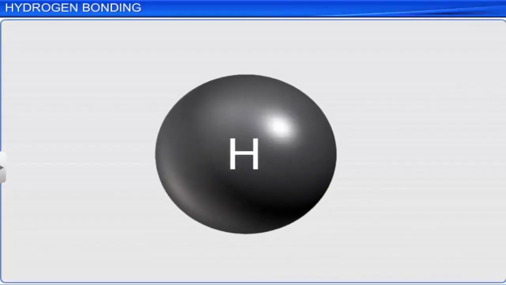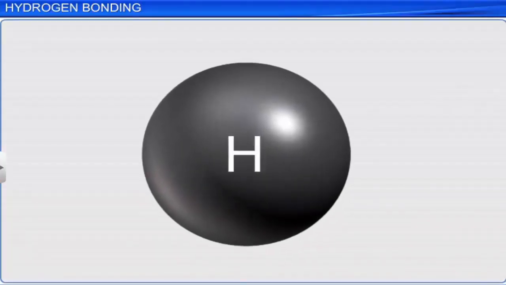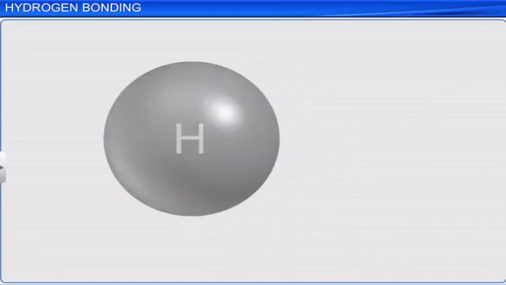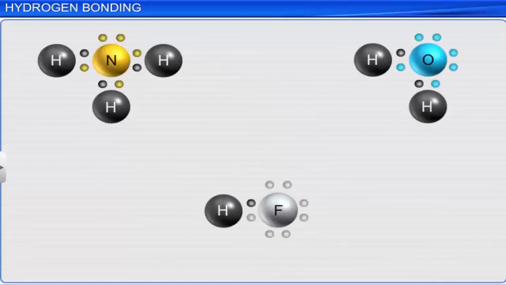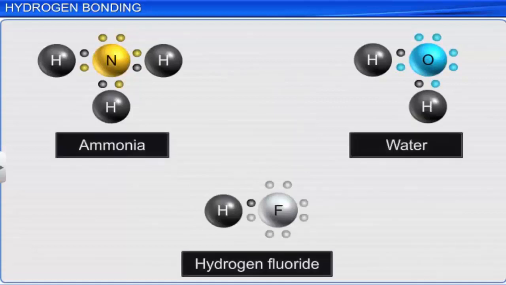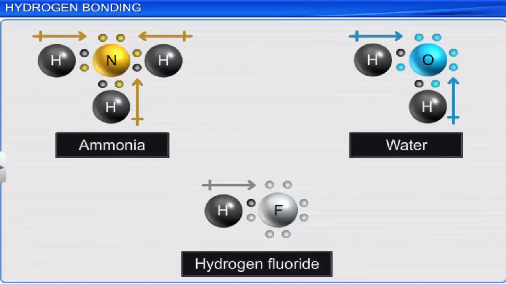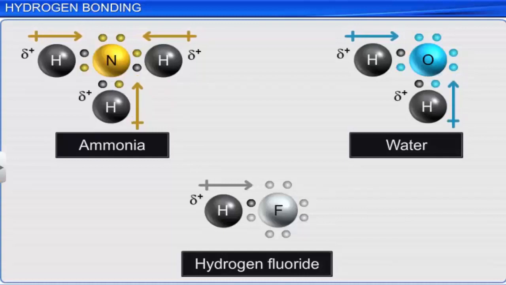When hydrogen forms a covalent bond with highly electronegative elements such as nitrogen, oxygen and fluorine, the shared pair of electrons is attracted more towards the electronegative atom. Due to this, hydrogen gains a fractional positive charge, while the more electronegative atom gains a partial negative charge, making the bond polar covalent.